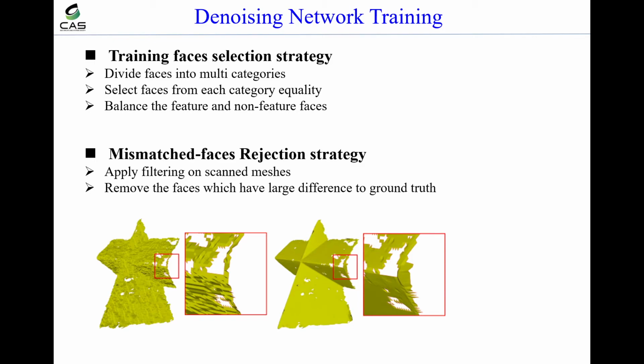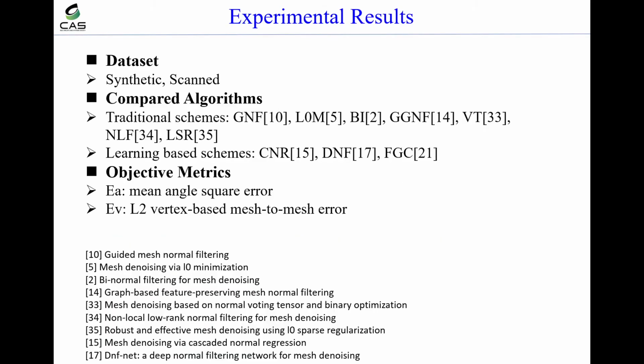Second, for the scanned meshes, the ground truth meshes and the noisy ones are obtained by high and low precision scanners on the same objects. There exists a mismatch between the noisy meshes and the ground truth. To remove the mismatched faces, we apply filtering on the noisy meshes and remove the faces that have a large difference from the ground truth.